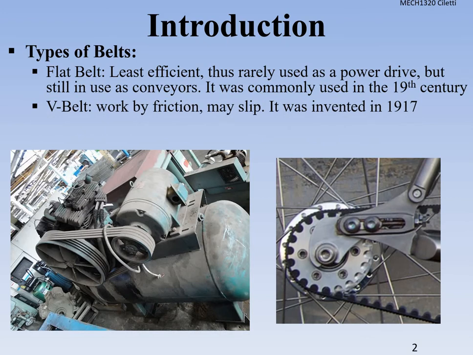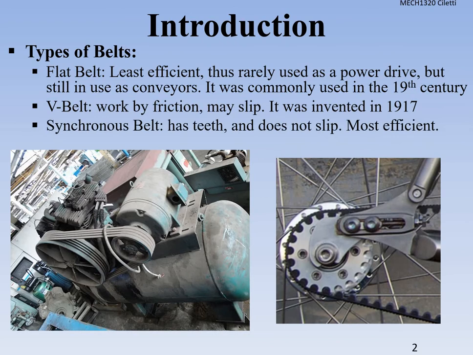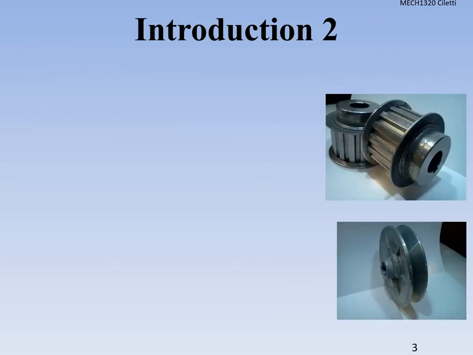Then along came the V-belt, and the V-belts work by friction. They might slip, but it sits in a groove in a sheave. That was invented in 1917 by Gates. And then we have a synchronous belt. The synchronous belt has teeth. It doesn't slip, and it's the most efficient belt. We're going to get into the details on each one of those, so I'm not going to describe them all as we go there.